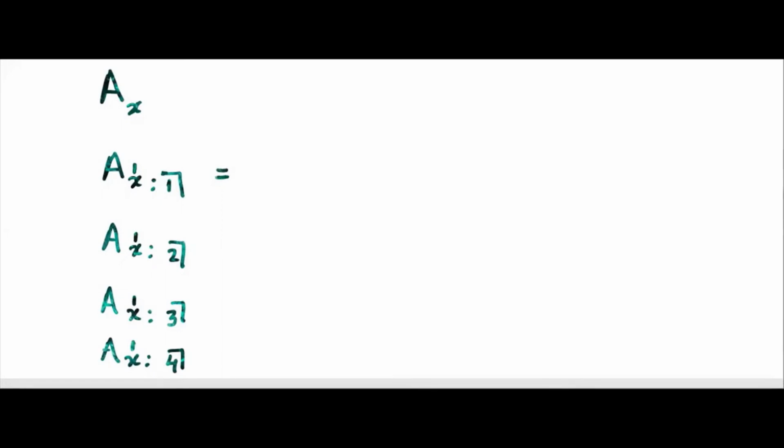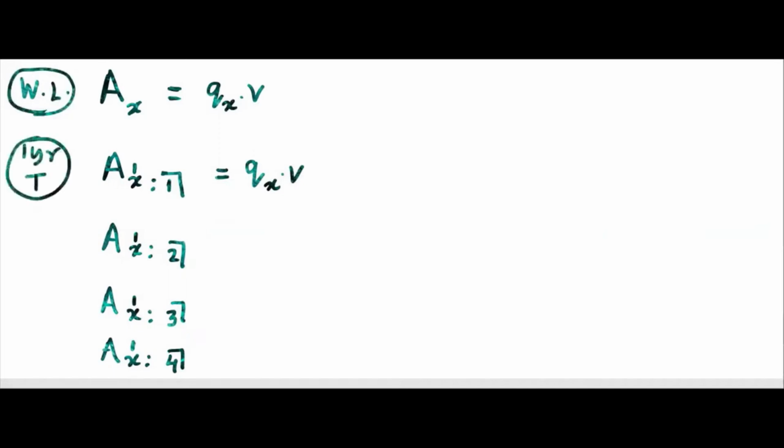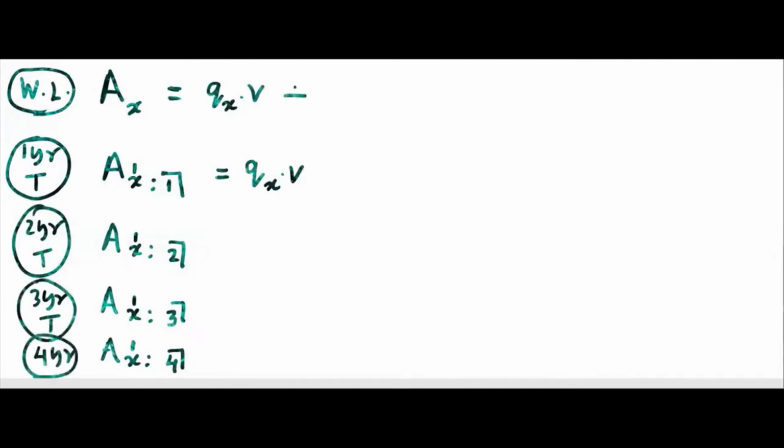So A x 1, that is the first term here. q x v. Even if you don't understand anything, if you know this page, you will be able to solve all the problems. q x v, that is the first term I have to write here. This is whole life policy. This is 1-year term assurance policy. This is 2-year term assurance policy. This is 3-year term assurance policy. This is 4-year term assurance policy. You write only one term.